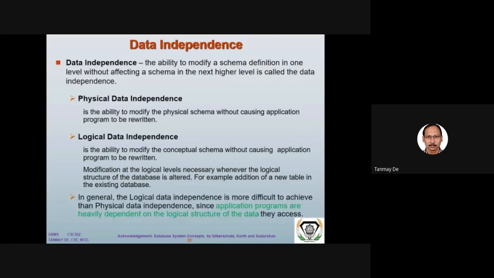And in general, logical data independence is more difficult to achieve than physical data independence, because application programs are heavily dependent on the logical structure of the data they access. Okay, up to that, any confusion? What is data independence? What is physical data independence? What is logical data independence? Is it clear? Yes, sir.